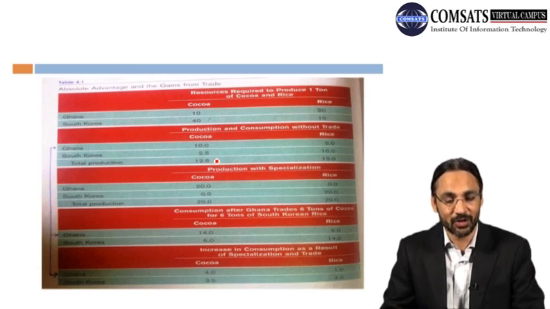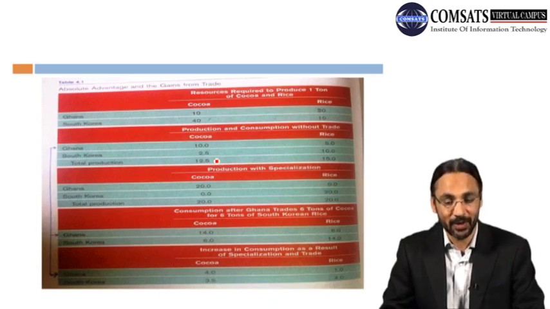And again, the total production of cocoa would be 20 tons of cocoa and 20 tons of rice across both nations. If we compare this production, it's 20 each for cocoa and rice. And if we see the row above this one, the total production of cocoa and rice, when they are not focusing on their specialized units, is 12.5 tons of cocoa and 15 tons of rice. We can see the difference.